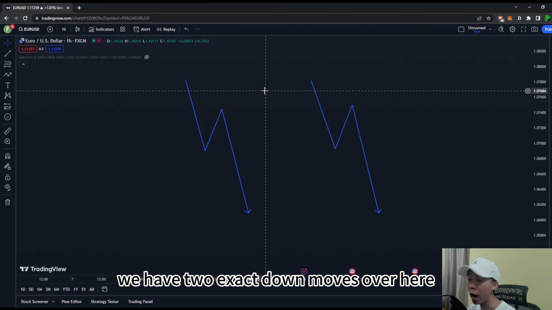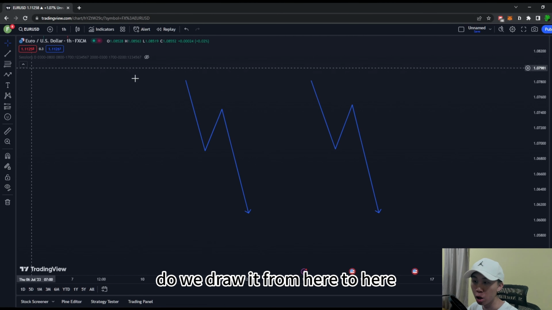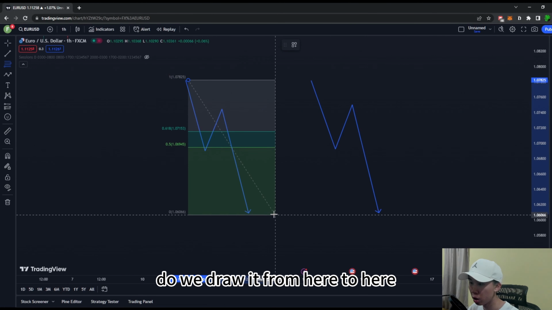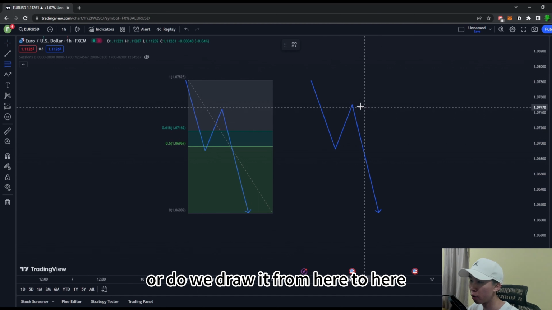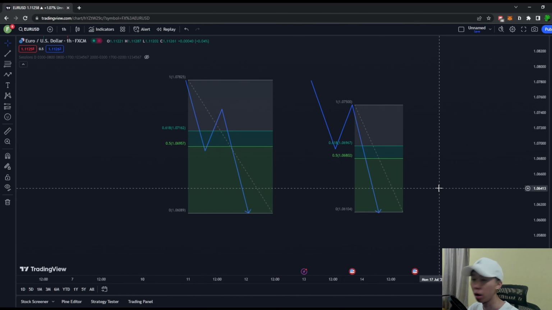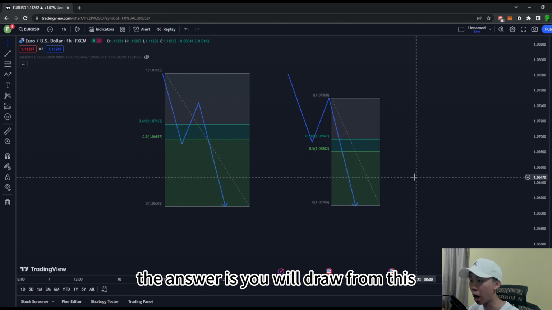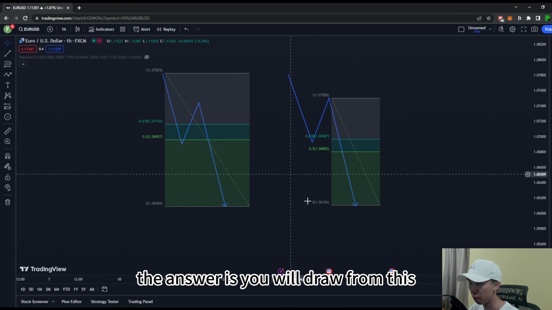We have two exact down moves over here. So how do we draw the Fibonacci? Do we draw it from here to here, or do we draw it from here to here? Now let me tell you the answer. The answer is you will draw from this.